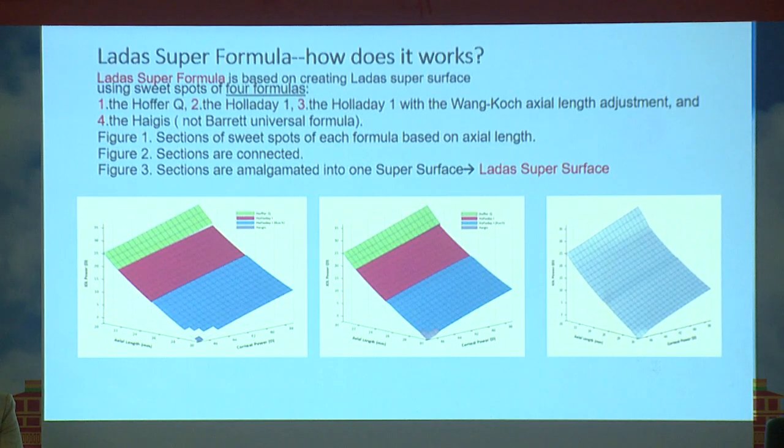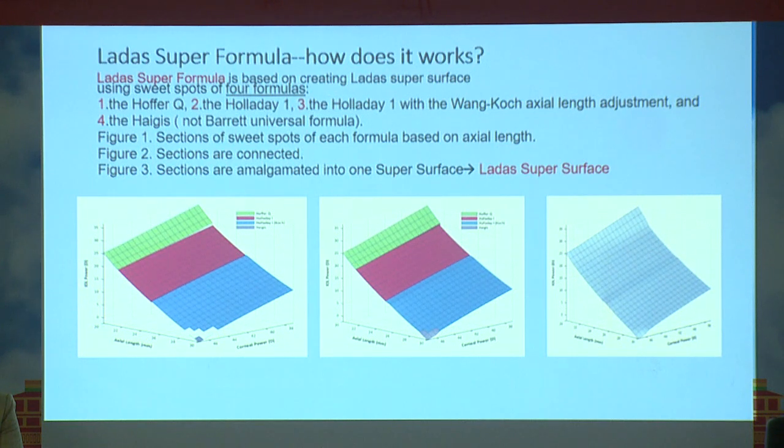Now come to the LADAS super formula, how it works. The LADAS super formula is based on creating the LADAS super surface. It includes 4 formulas: Hoffer Q, Holladay 1, Holladay 2 with Wang-Koch axial length adjustment, and Haigis, but the Barrett formula is not considered here.